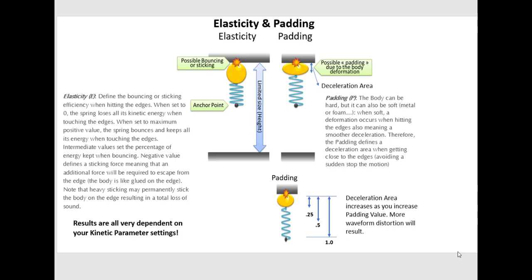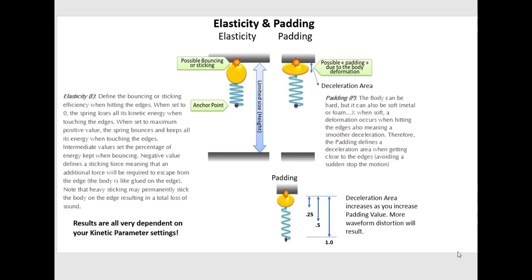Elasticity defines the bouncing or sticking efficiency when hitting the edges. When set to 0, the spring loses all its kinetic energy when touching the edges. When set to maximum positive value, the spring bounces and keeps all its energy when touching the edges. Intermediate values set the percentage of energy kept when bouncing. Negative values define a sticking force, meaning that an additional force will be required to escape from the edge. It's like the body is glued to the edge. Note that heavy sticking may permanently stick the body on the edge, resulting in a total loss of sound.